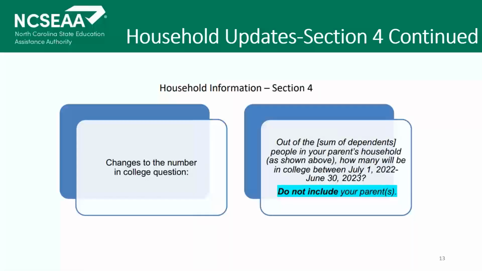For dependent students, on their application, they cannot include parents on their financial aid application. However, if parents are actually attending school and completing the form, parents can include children in the number in college on their FAFSA form, but a dependent student cannot. So the biggest change on this question, it tells the student, don't include your parents in the number of people that are attending college.